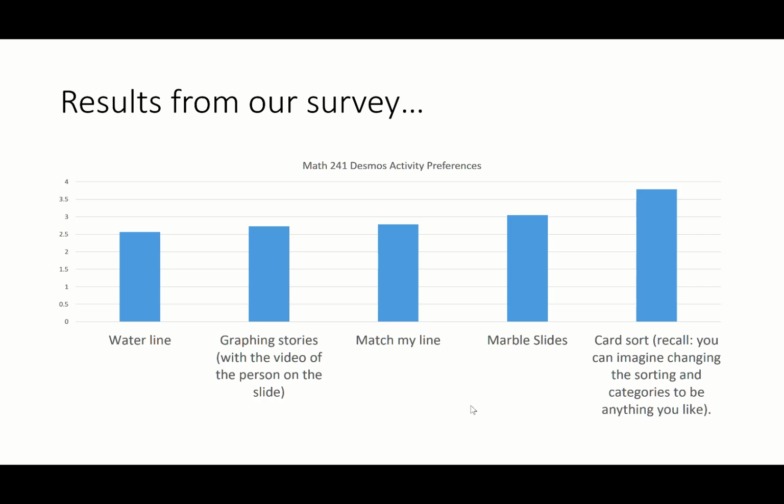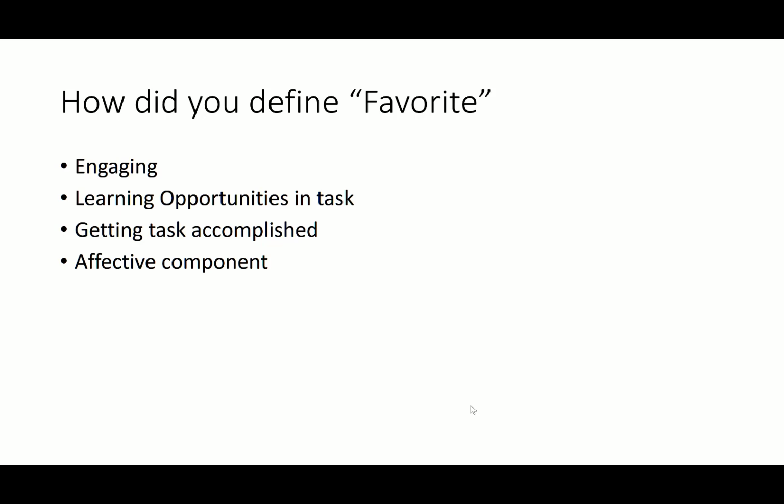So I wanted to talk just a little bit about some of the interesting comments that people had. So I first asked you, how did you define favorite? Some people talked about whether the activity was engaging. Just did it catch your interest? Others talked about the learning opportunity. So it might or might not have been engaging, but there was some good math that you could learn from it. A third group talked really about getting the task accomplished. I think this might be too hard. My kids might not be able to do it, or I felt this was tedious, along those lines. And then the fourth was an affective component. How did you feel while you were doing the activities?